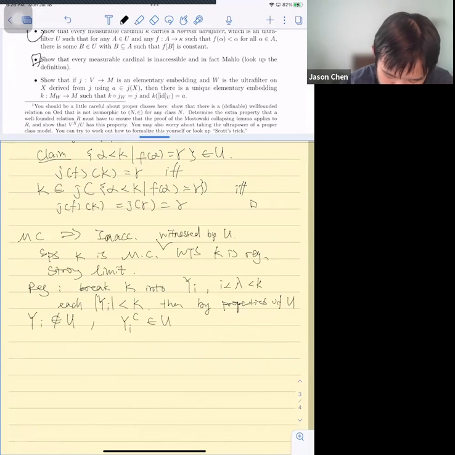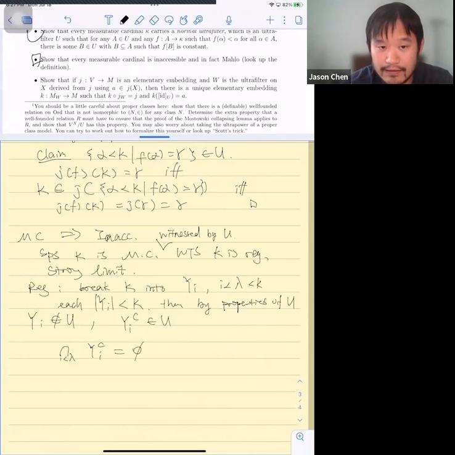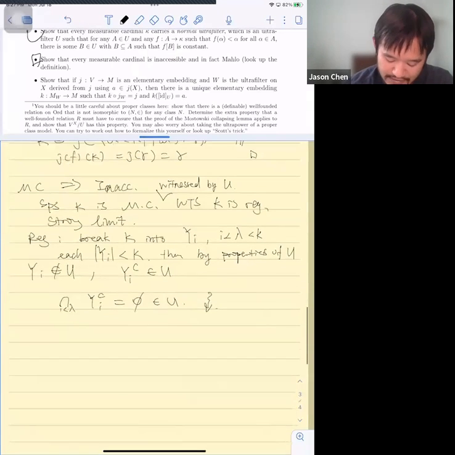Right, but then the intersection over i less than lambda of the complements is the empty set, right? Because the union of the Y_i's is kappa, so the intersection of the complements of the Y_i's will be empty, right? But then by kappa completeness, this will be in U, so contradiction. Okay.